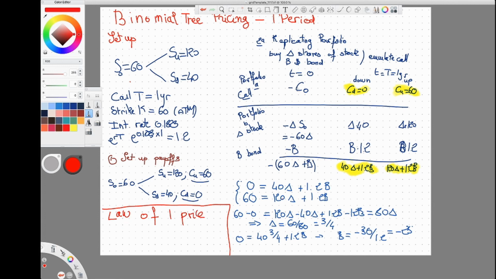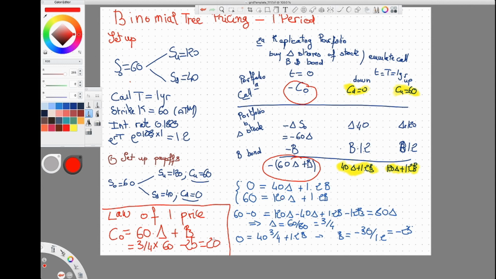And so the price of this portfolio must be the same as the price of this portfolio. And so I have C0 is equal to 60, the price of one share, times delta plus B. And so C0 is equal to 60 times 3/4 minus 25. And so that's equal to 45 minus 25. And that's equal to 20. That's the price of our call option.